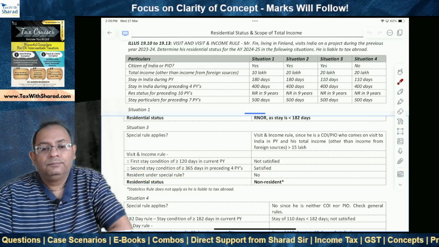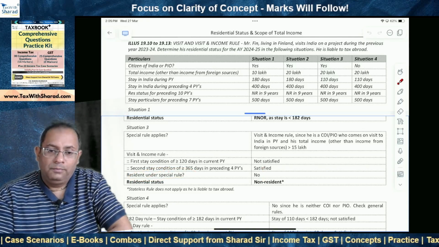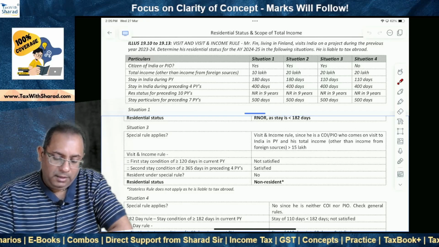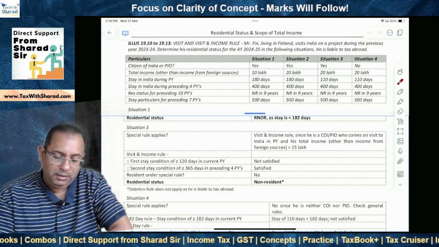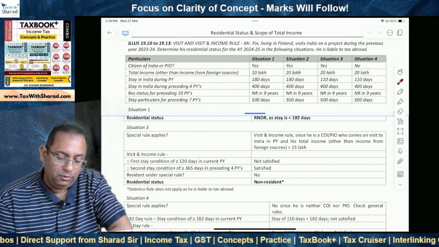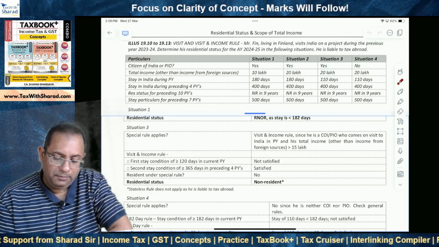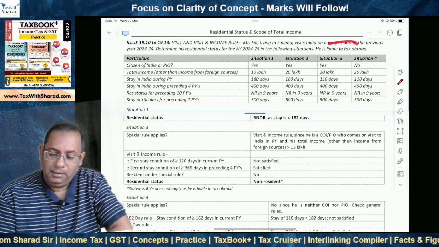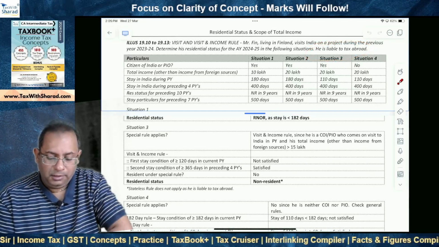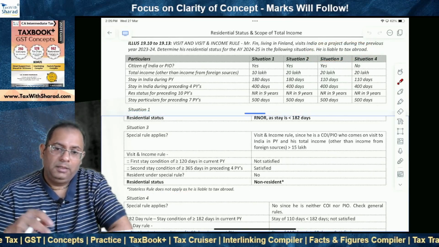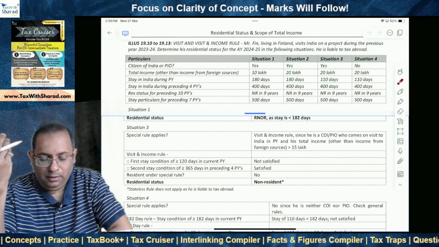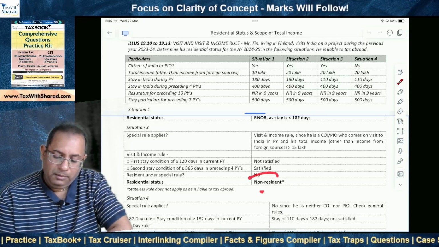No. Do we need to check the general rule? No. Do we need to check the stateless rule? Yes. Is he a deemed resident under the stateless rule? No. Because for the simple reason that in the question it is given that he is liable to be taxed abroad. So that's why the stateless rule does not apply. So since he is not a resident under any of the rules, consequently he becomes a non-resident.